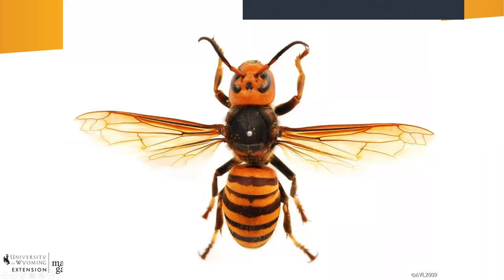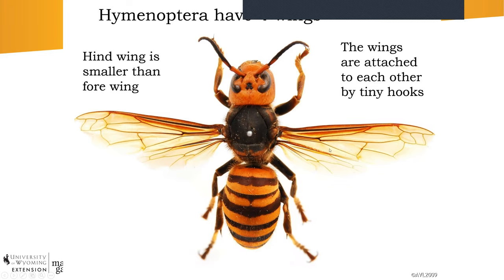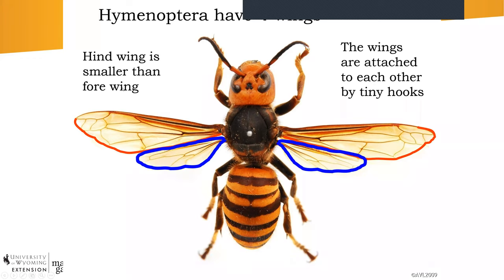So Hymenoptera, they have four wings. You can see here, it looks like it only has two, but it has two separate bases. And then these are attached by little tiny hooks to each other. So this is a European hornet. A big one, so nice to take a photo of. So there's the front wing, and then there's the outline of the hind wing. And the hind wing is usually much smaller than the fore wing.